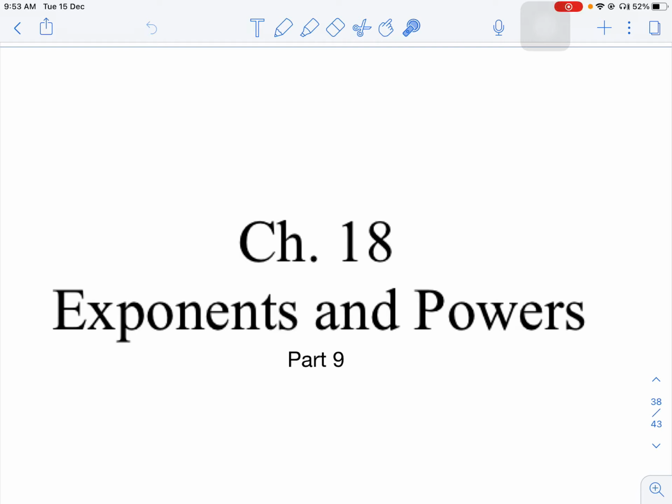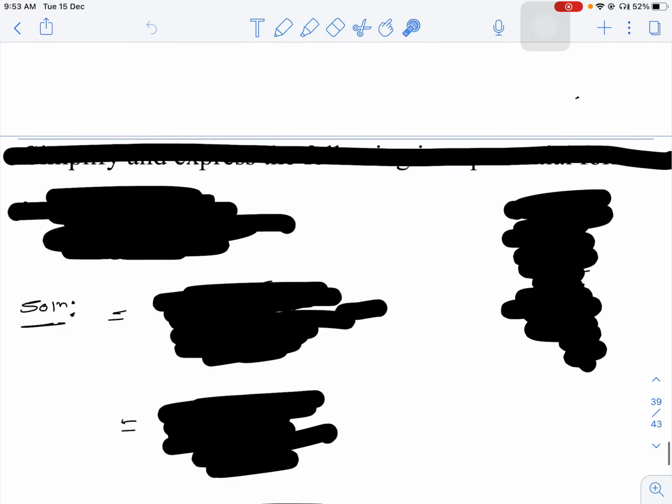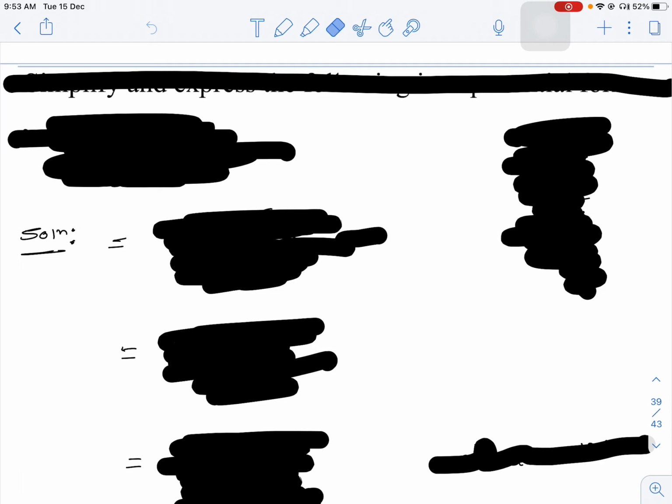So, hello students. Today we are going to learn part 9 of chapter number 18, that is exponents and powers. In the previous part we have learned about laws of exponents. Now today we are going to learn how to solve examples using laws of exponents. So let us start.